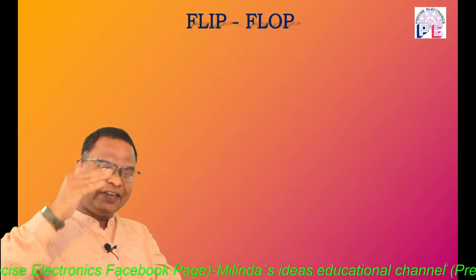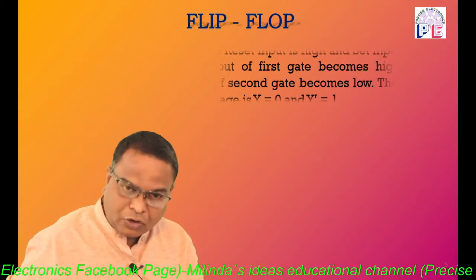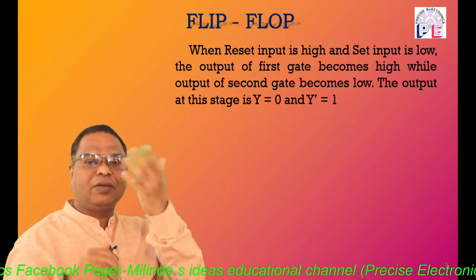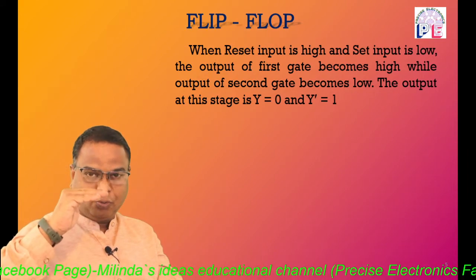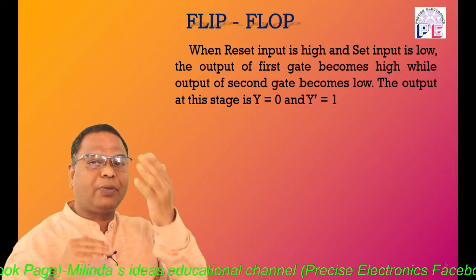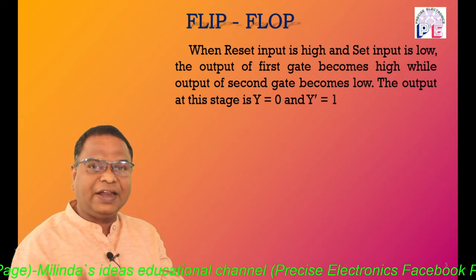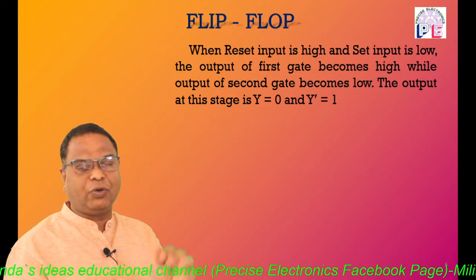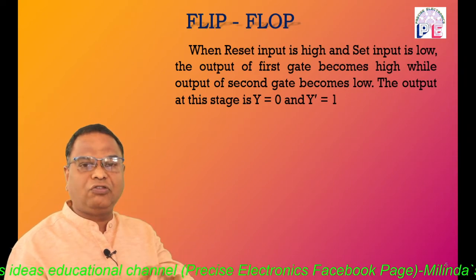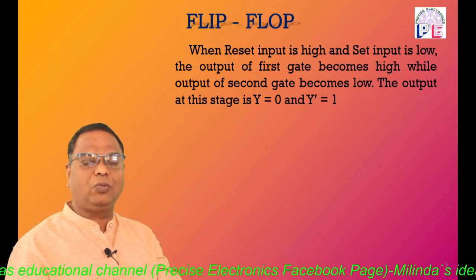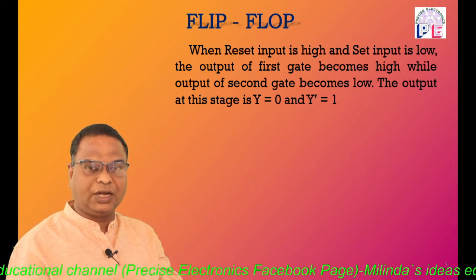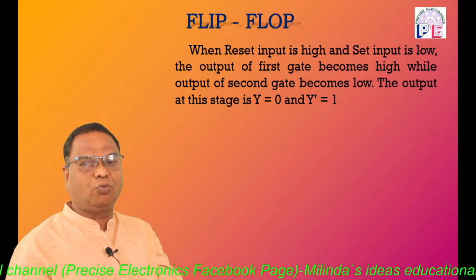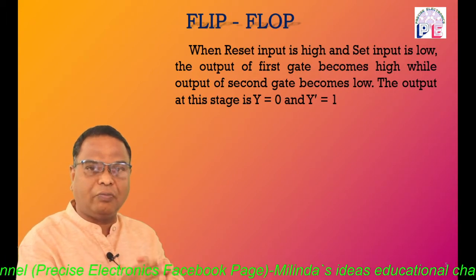Now friends, when the set input is low and the reset input is high, the output of the upper NAND gate becomes high. What is the output of the upper NAND gate? That is Y complement. While the output of the lower NAND gate goes to low level, that is Y. So the output is now Y equal to 0, Y complement is 1, so obviously the flip-flop goes into reset mode. That means when the set input is low and reset input is high, the flip-flop is in reset mode and the output now becomes Y equal to 0, Y complement is 1.